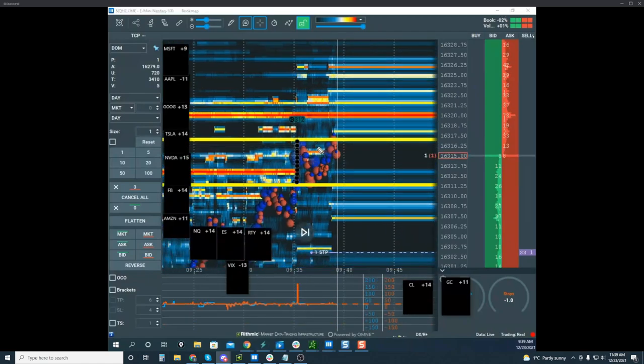So again, I'm waiting for 18 points above here, retest failure, 18 points below here, retest failure to go short. I will put out a stop out of that, and then I'll enter a short, depending.